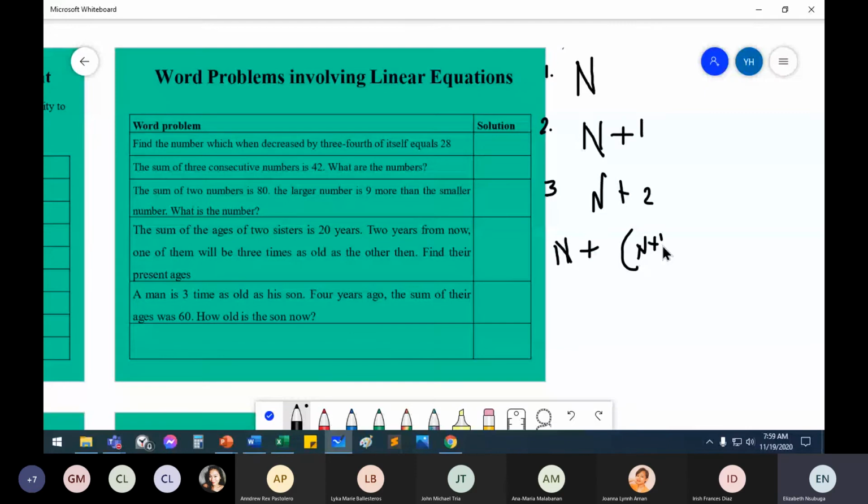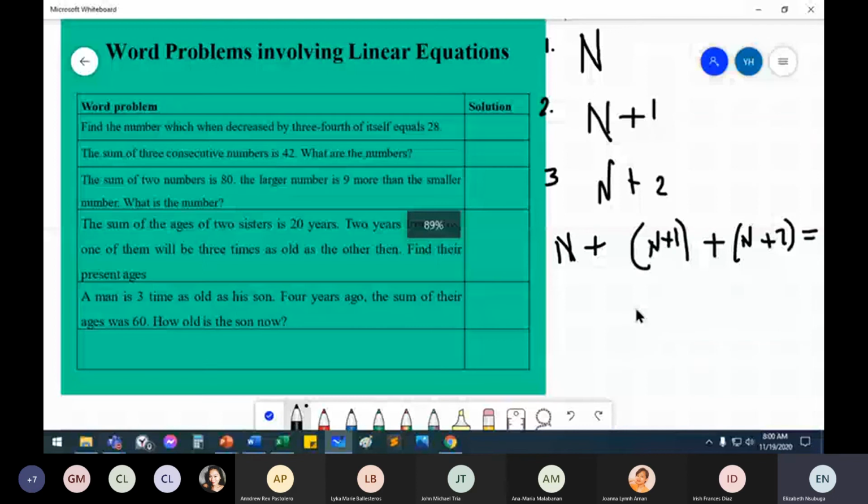You know already. So now you're going to do what was our first topic, solution to the equation. What did we say? We need to put all the variables on the left side, and we need to put all the constants on the right side. So let's remove the brackets. n plus n plus 1 plus n plus 3 equals 42.